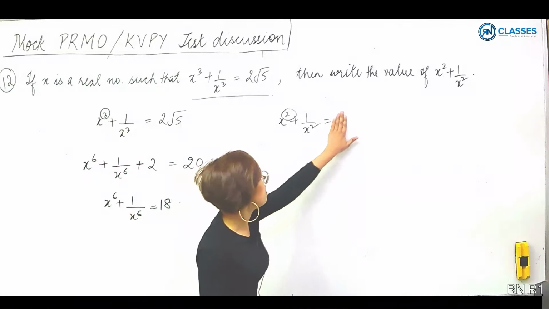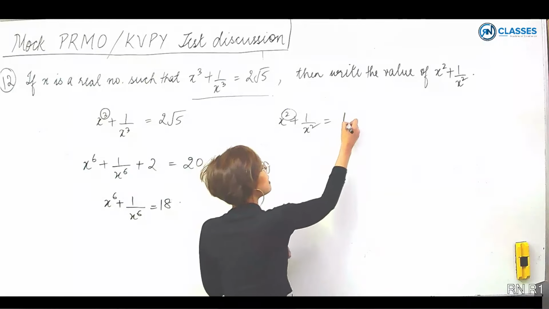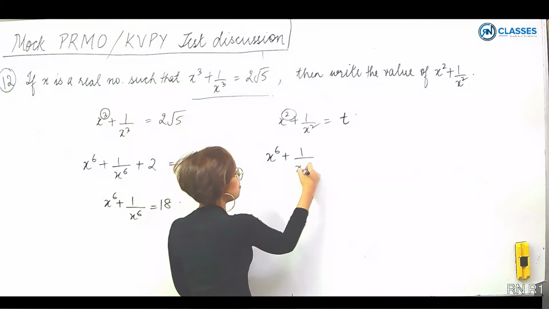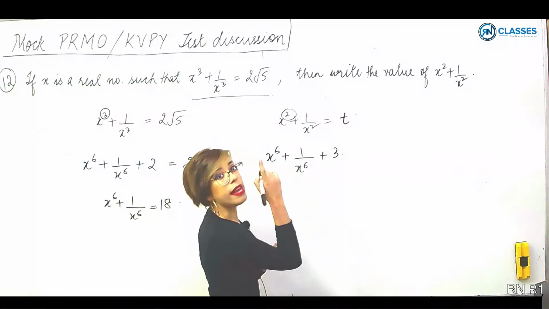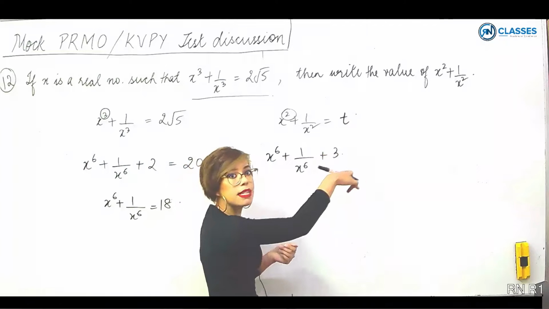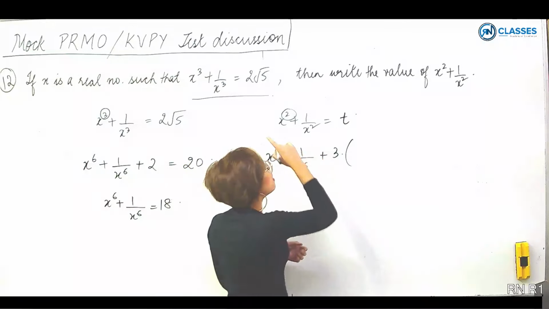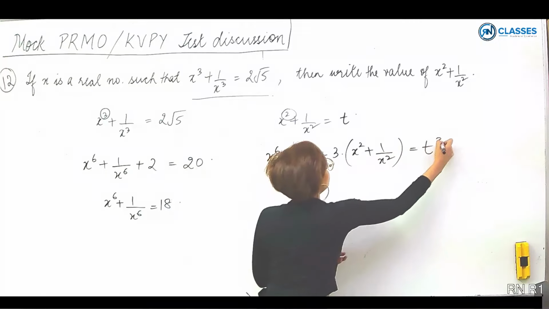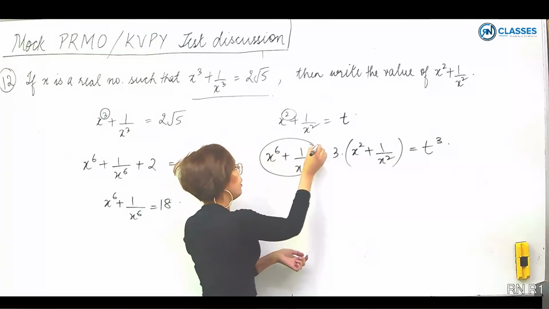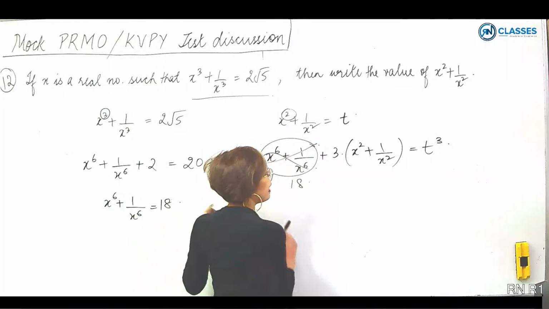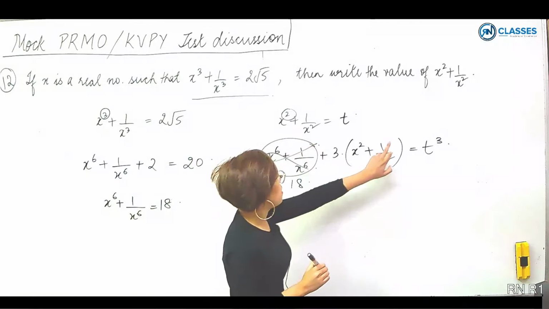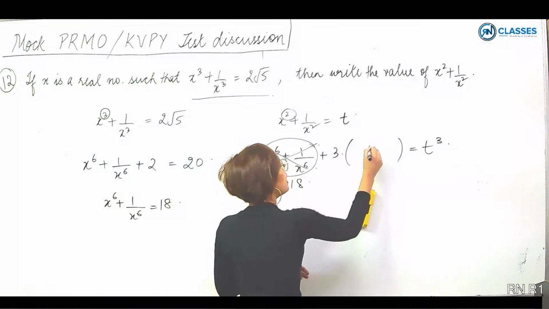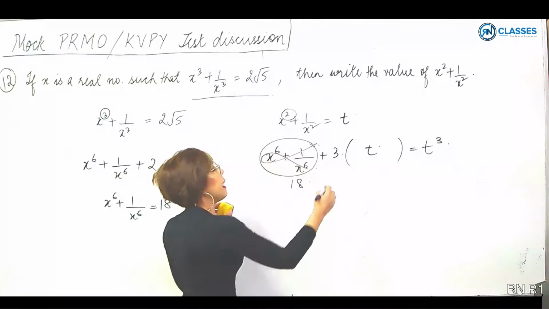Now, from here, if I want to generate power 2, I need to cube it. So what I'll do is substitute this as t and then cube it up. So I'll get x raised to power 6 plus 1 by x raised to power 6 plus 3 into a into b, where x square into 1 by x square cancels, into a plus b. So that is x square plus 1 by x square, which is equal to t cube. Mind it, this value I already know is nothing but 18. And here x square plus 1 by x square has been generated, which is nothing but t. In short, using this equation, I just need to find the value of t.